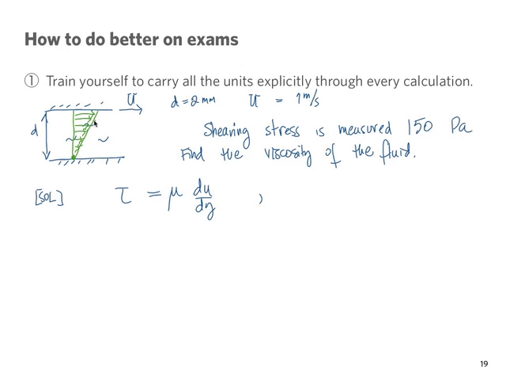So here we have this linear relationship, and therefore we can pretty well estimate the gradient of velocity here, and it's equal to the velocity u divided by, well, I called it d.